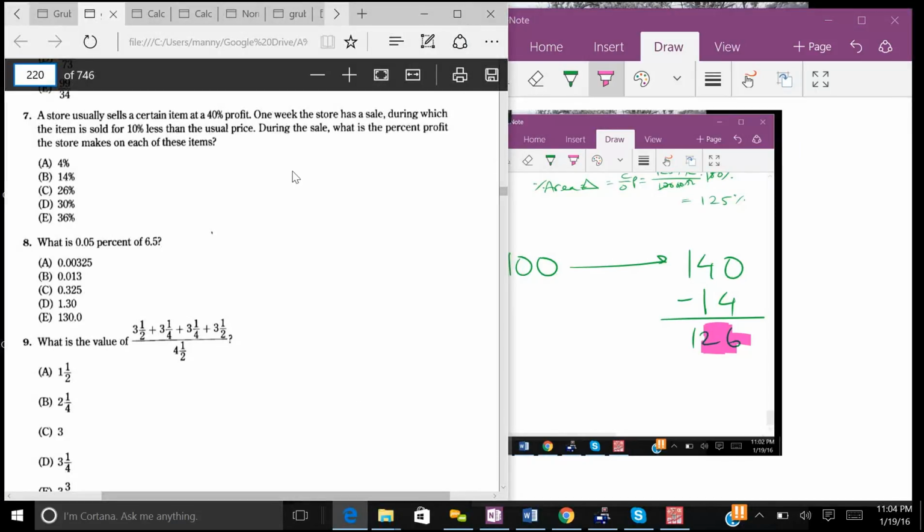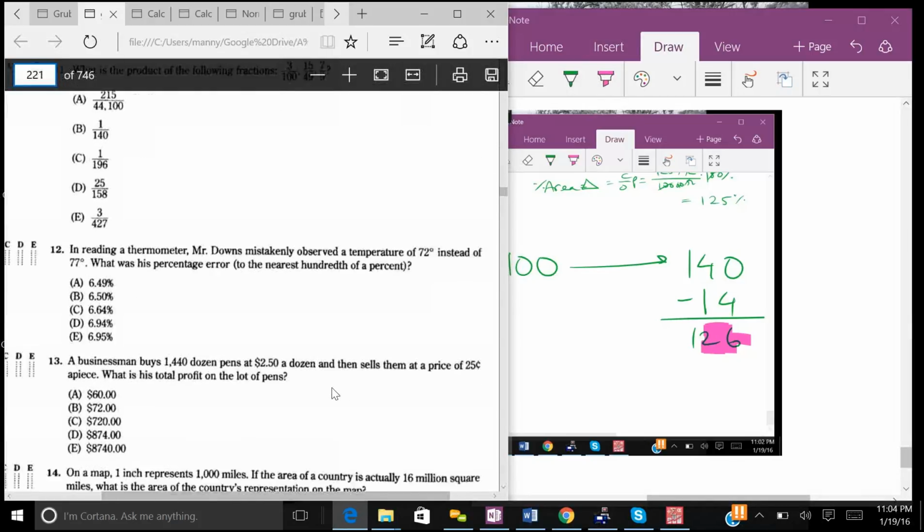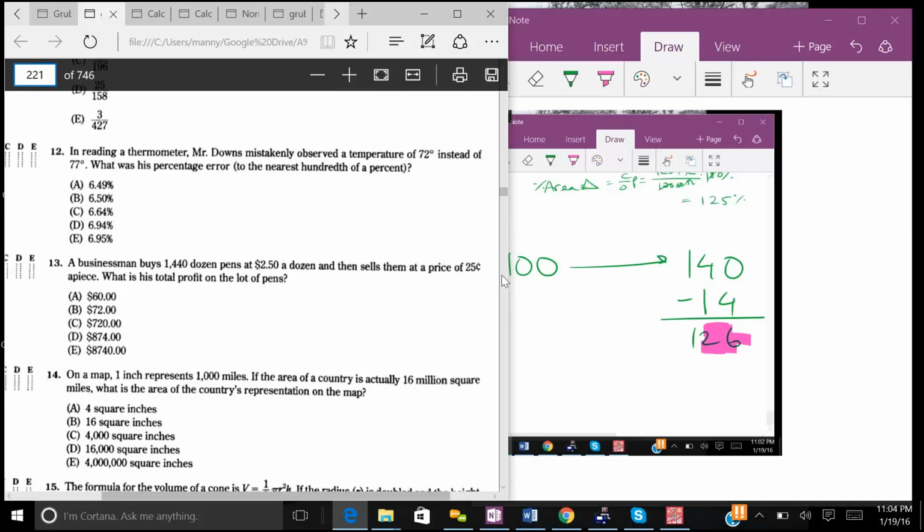I'm glad you got this one, because a lot of students mix it up in other ways. It's good. Okay, now try 12, and you need to use a calculator for 12. Go ahead and try it first.